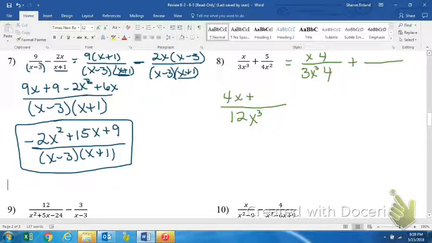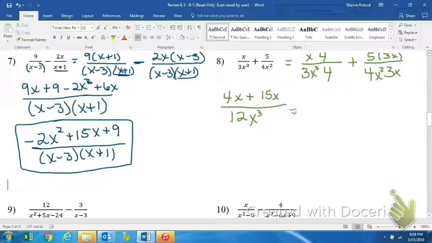Okay, second number, you had a 4x squared there. You need that 4 to be a 12, so you're going to be multiplying by 3. And you need 3 x's. You only have 2, so you have to multiply by another one. So we had a 5 in the numerator, and we have to multiply that by 3x. Okay, 3 times 5 is 15x.